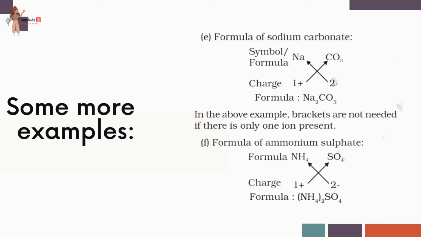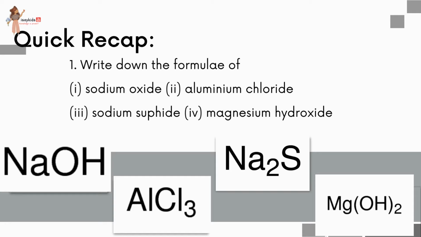Here are some more examples. Sodium carbonate is Na2CO3. Brackets are not needed if there is only one ion present. Ammonium sulfate, on the other hand, is (NH4)2SO4, so brackets are needed here.